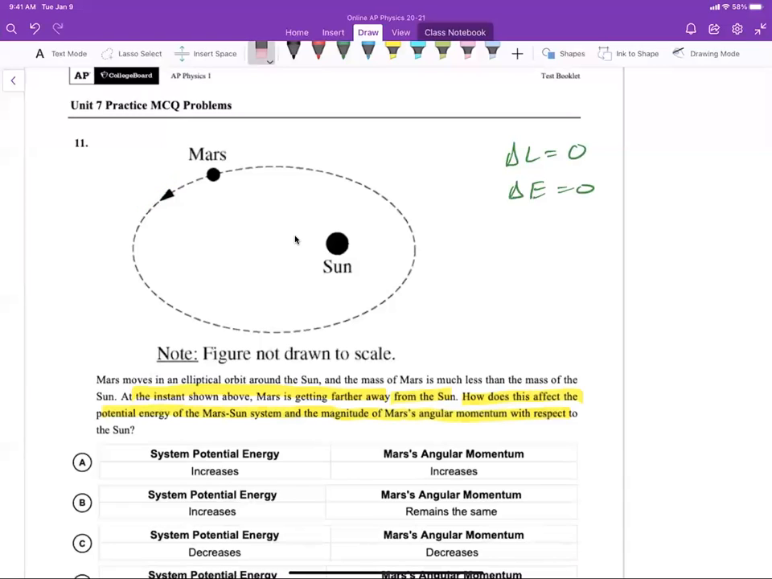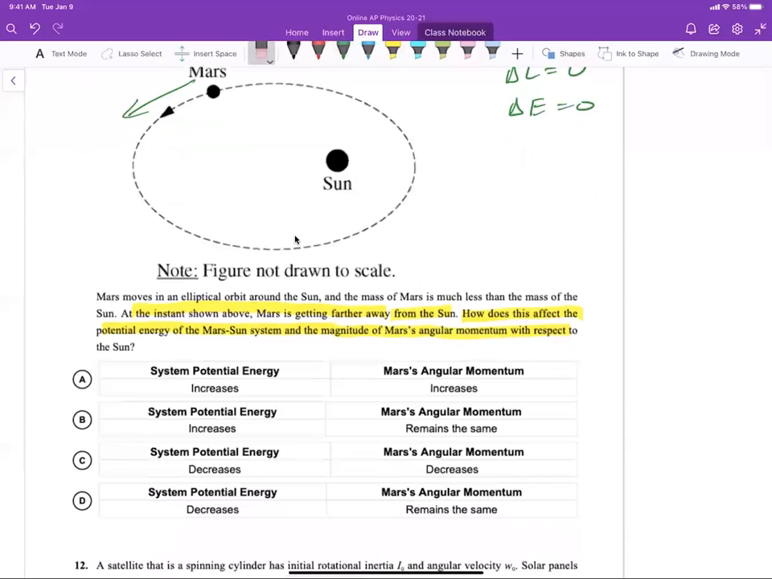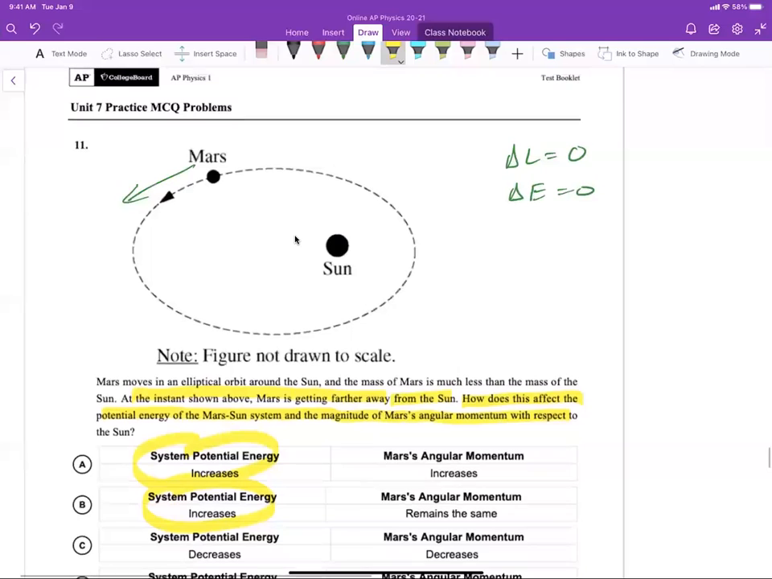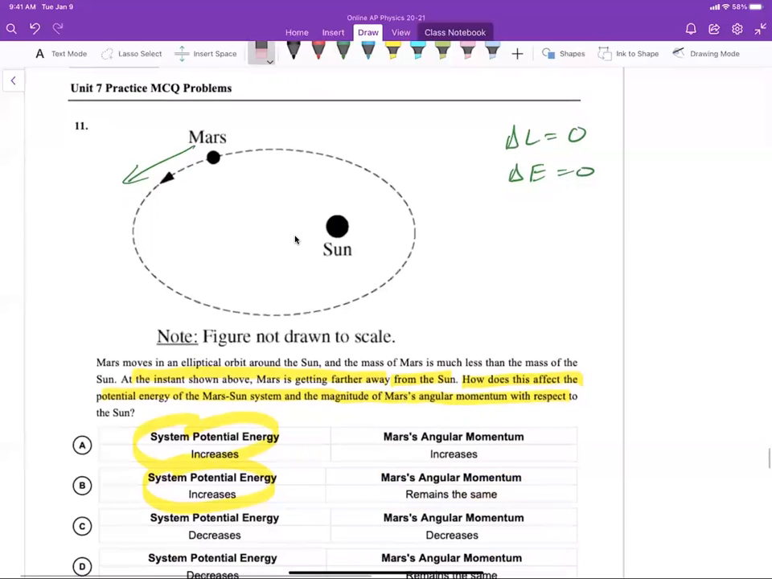Well, we're keeping it simple. Remember, as we go farther away, there is a potential energy between the two of them. And if it's getting farther away, the potential energy is getting larger. So I only have option A and B. And then no matter what's happening, my angular momentum remains the same. Oh, Mars's angular momentum, we've got to be careful. Mars's angular momentum, not the system's angular momentum. So what's happening to Mars's angular momentum?